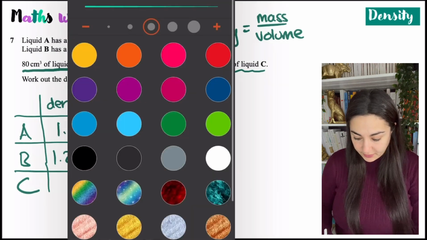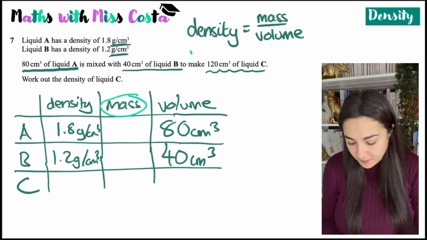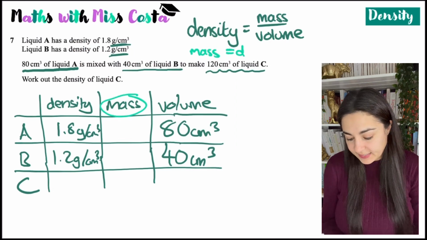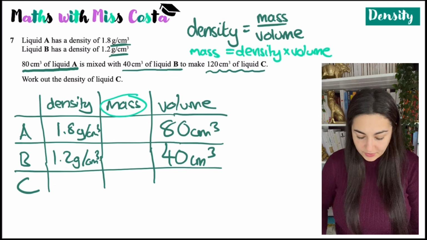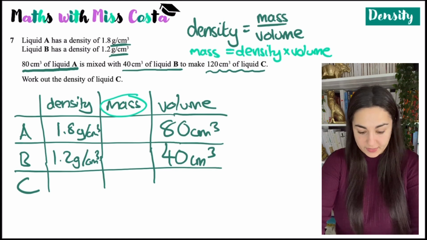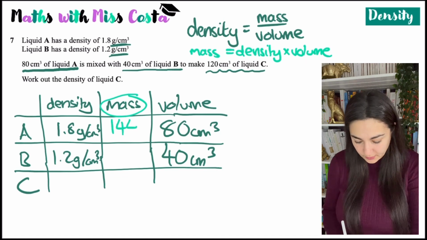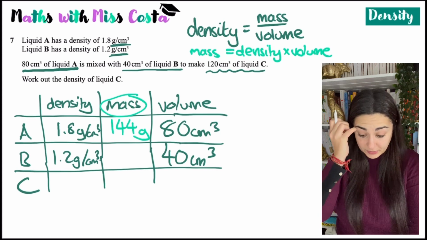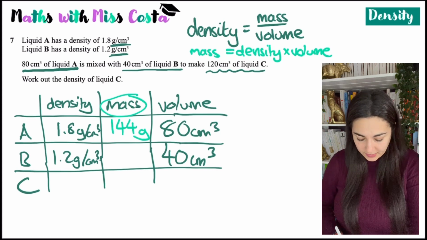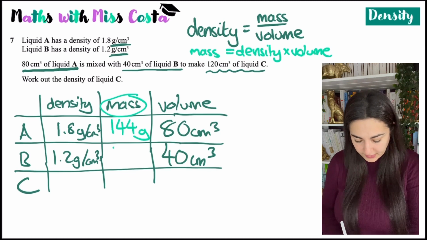And let's just quickly rearrange it. So density is mass over volume. It's mass that we're looking for. So mass will be density times volume. Okay, so in this case, to work out the mass of liquid A, I would do 1.8 times by 80, which is 144. So that liquid A must weigh 144 grams, and liquid B must weigh 1.2 times by 40, which is 48 grams.